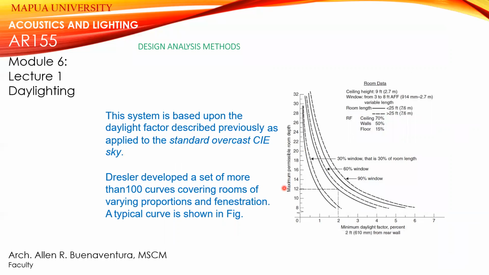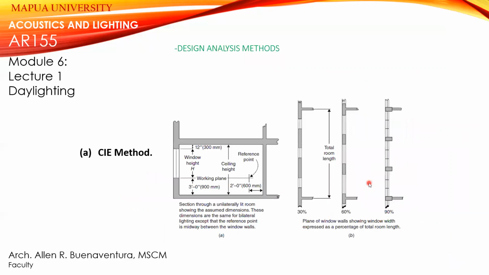We have the design analysis method. This system is based upon the daylighting factor described previously, as applied in the standard overcast CIE sky. Dresler developed a set of more than 100 curves covering room proportions and fenestration. A typical curve is shown in the figure on the right side. So the design analysis method, which is the CIE method, as I explained on the previous slides. You can see how they compute the daylighting factor inside the room.